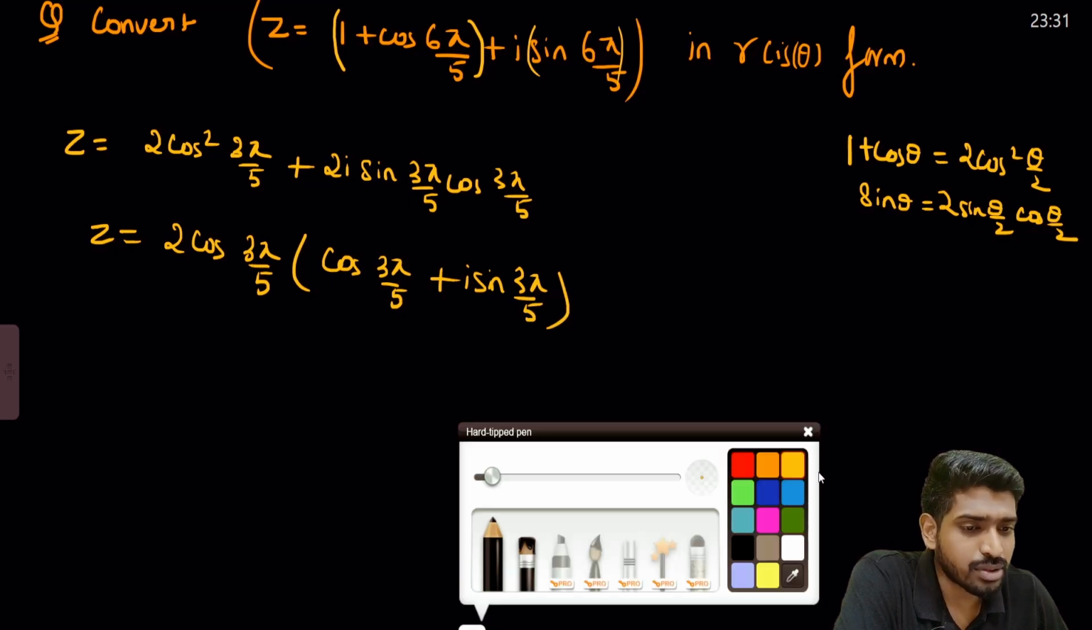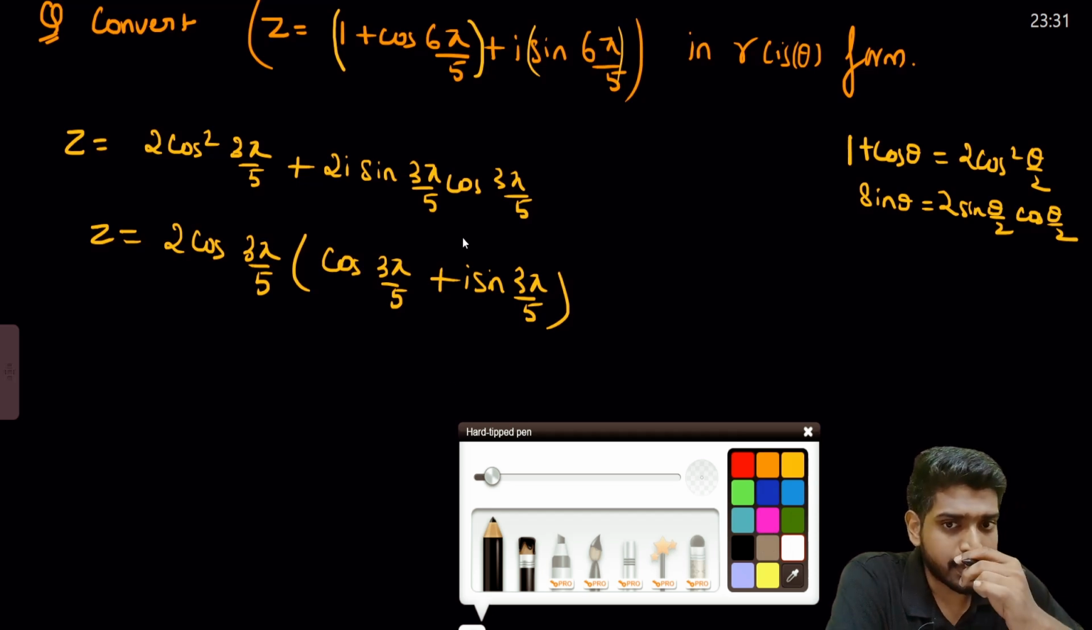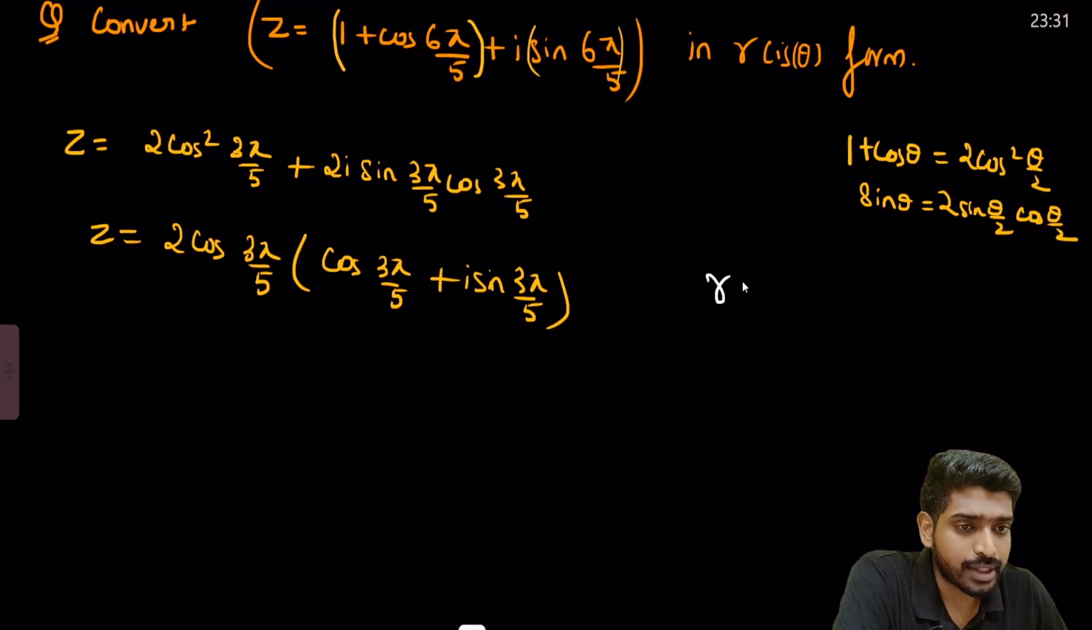Now it seems to be converted, right? It seems that this is our final answer. This is the value of r. Hence we have to convert in the form of r cos theta plus iota sin theta.